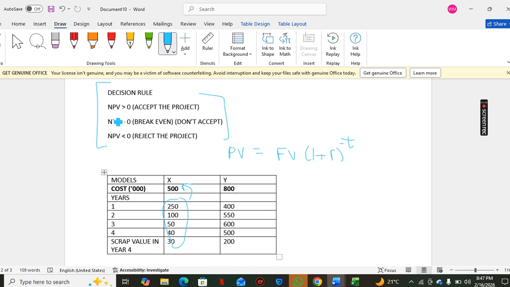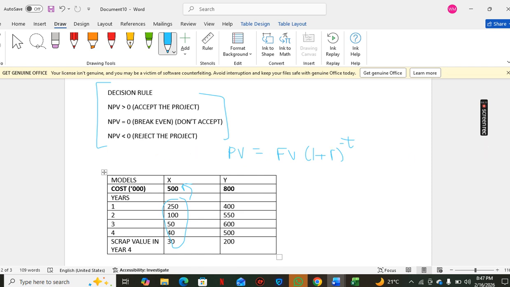If your net present value is 0, it means you have broken even and you don't need to accept the project. If your net present value is less than 0, meaning the cost outweighs the returns or the profits from this investment, then that represents a loss, so you need to reject the project.